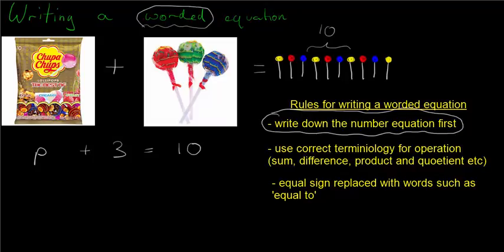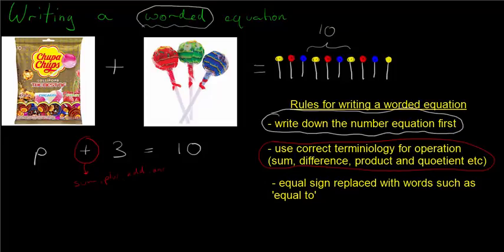Now let's change that number equation into words. First things first, let's see what we have to do next. We have to use the correct terminology to figure out what we're going to call this operation. In this case, the operation is plus. So there are different words we can use. We could use the word sum, plus, add, and even the word and. Right? So all of these are quite easy to use if we have the operation of plus.